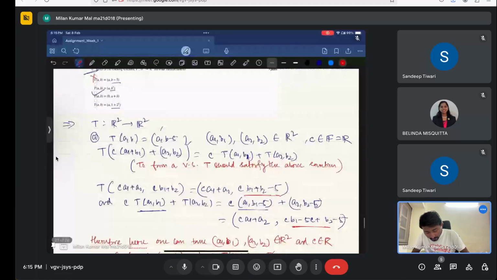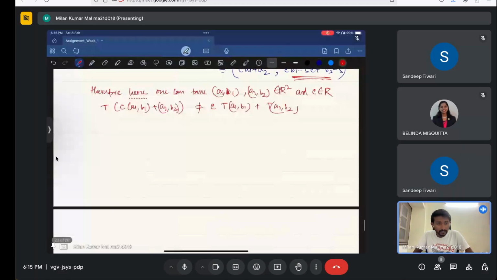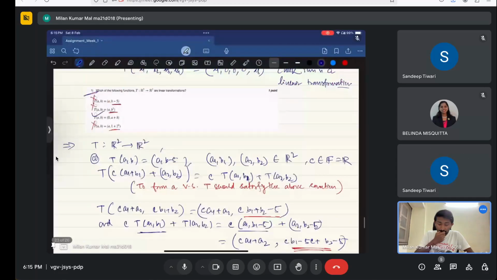So T of alpha x is not equal to alpha times Tx. Here one condition can be easily given, right? That's true, one condition can be given. Similarly, for the fourth one, fourth case, c alpha.